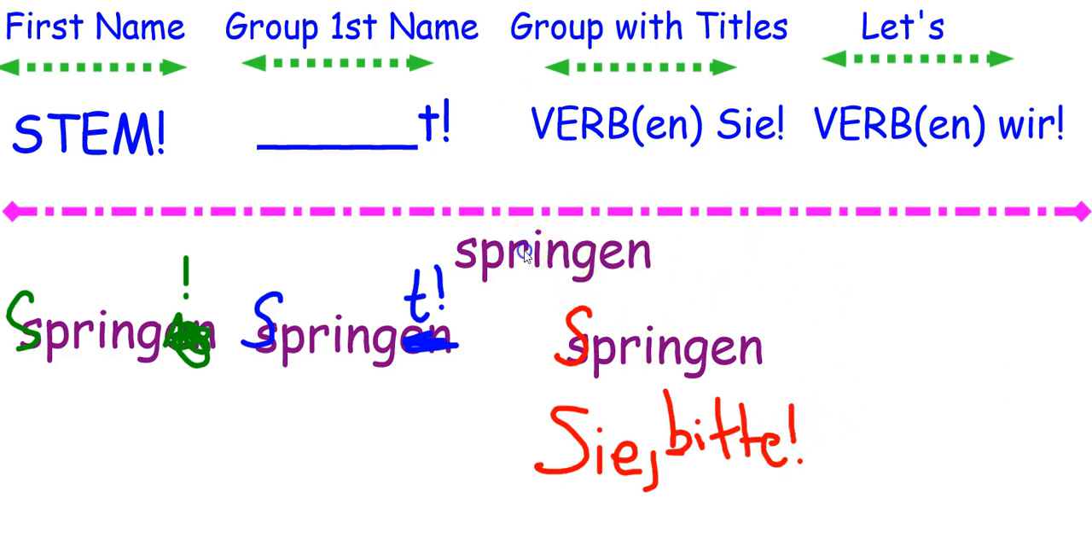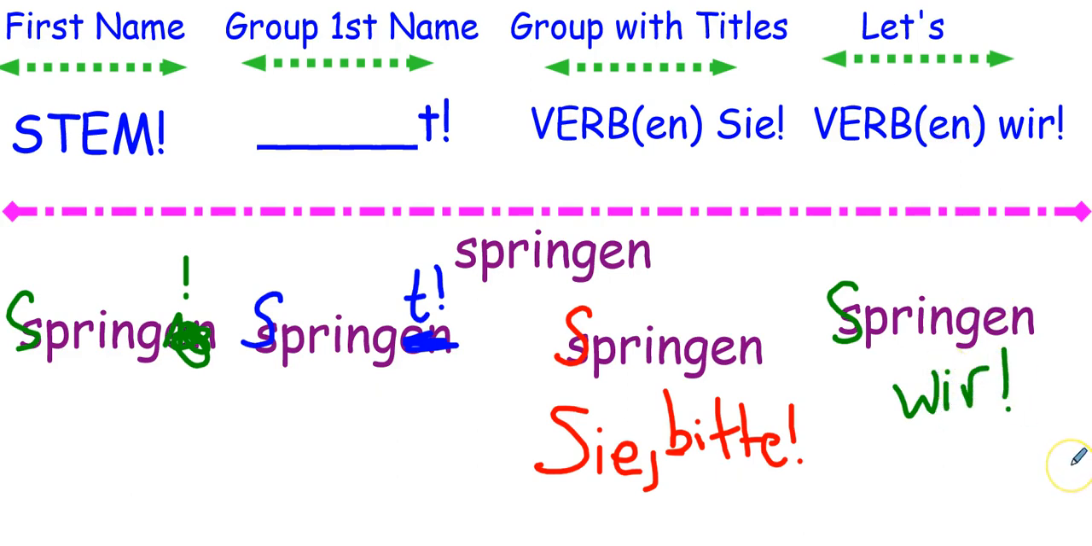If you're part of this command and you want to be part of this and you want to jump and have everybody else jump, you would use springen, so the verb in its infinitive form, and then you add wir. Springen wir. Let's jump. So that's just kind of a quick basic overview of the 4 main imperative forms in German. Danke!